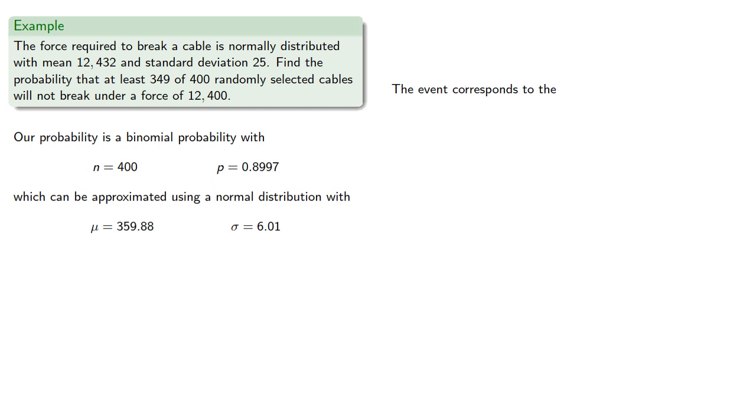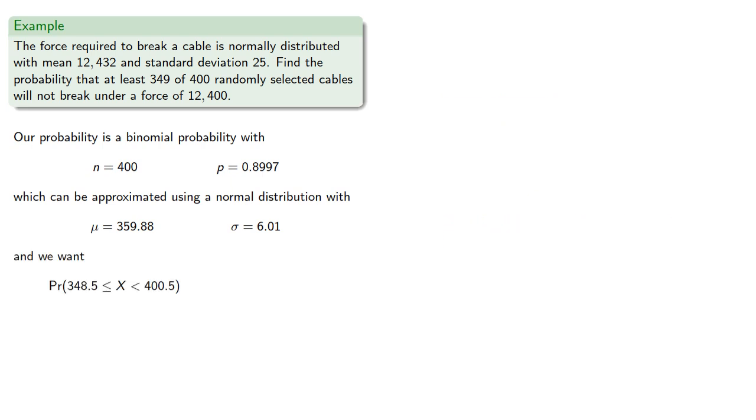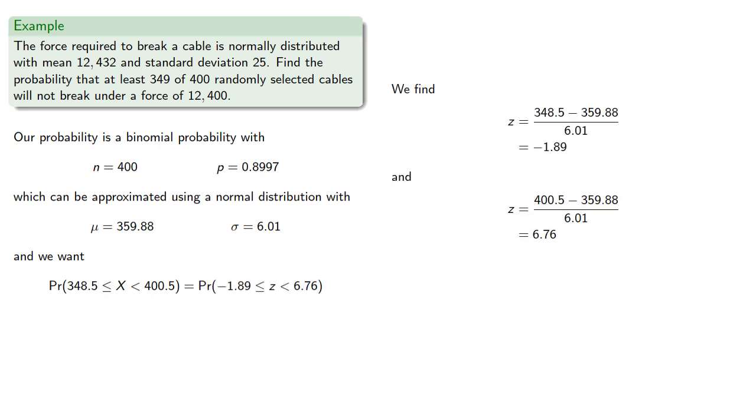so the event corresponds to the number of successes being 349, 350, 351, and so on up to 400. And so the relevant interval, the numbers that round to something among these, will be, and we can find the z-scores. And the second z-score is greater than 3, so we can ignore it. And so our interval is really just going to be the z-scores that are greater than negative 1.89. And we find the probability.